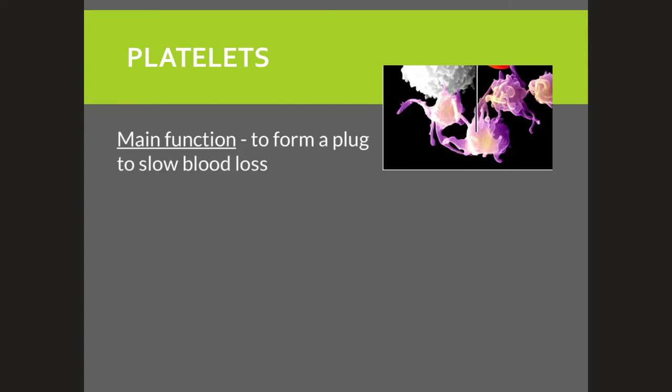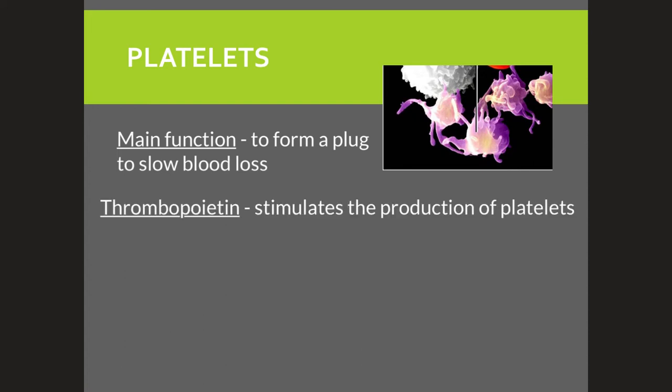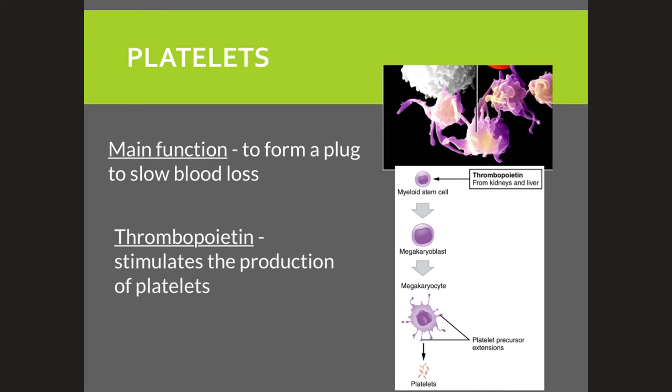The main function of platelets is to form a plug to slow blood loss. The hormone thrombopoietin is what stimulates the production of platelets. Myeloid stem cells develop into megakaryoblasts, and then megakaryoblasts turn into megakaryocytes. These very, very large cells, megakaryocytes, can then splinter off into 2,000 to 3,000 different fragments. These small fragments of the megakaryocyte are what create the platelets.